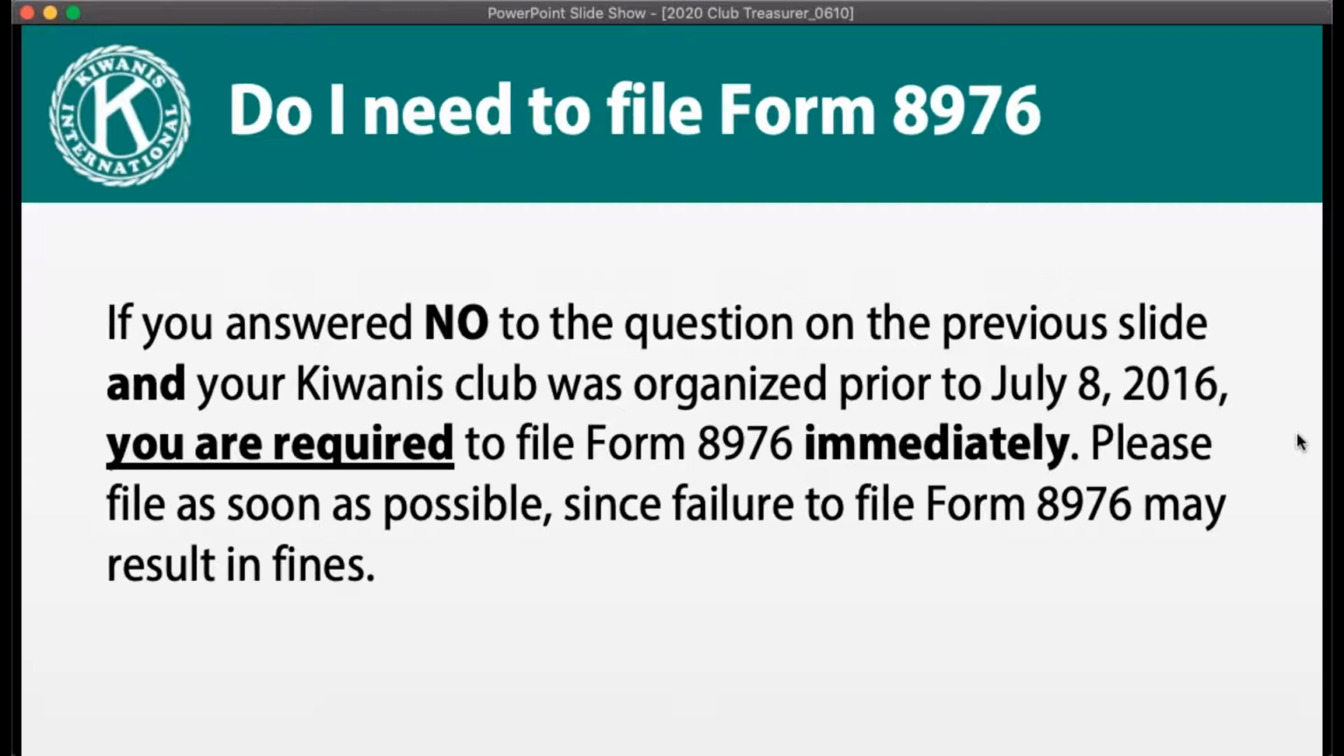If you have questions on whether or not you have filed Form 8976, you can contact your district office or the finance team at Kiwanis. You can reach them via member services or finance@kiwanis.org in order to get some answers. One last thing about Form 8976, it's a $50 fee to file that. You just do that online from the IRS. There are some requirements on the IRS website of information you will need, but make sure that you have that taken care of so you are not fined.